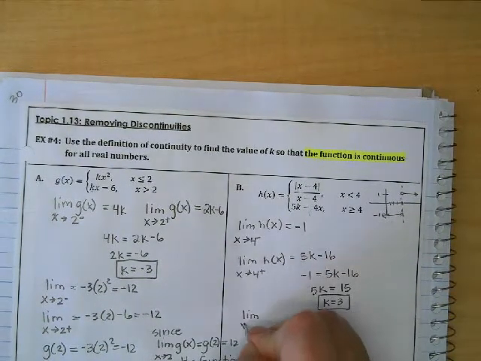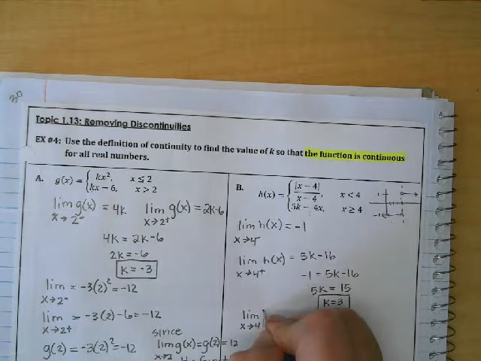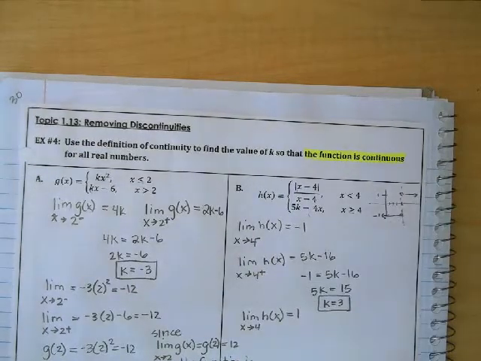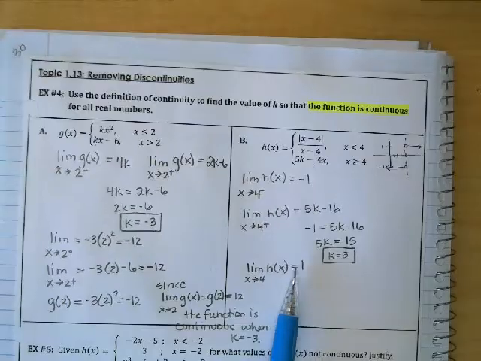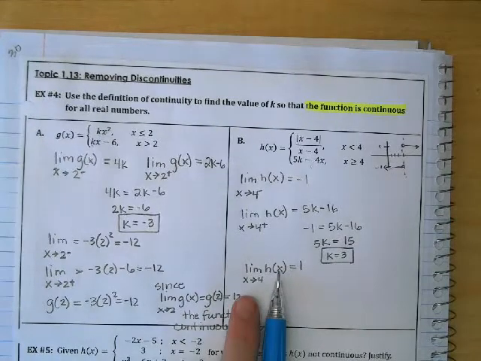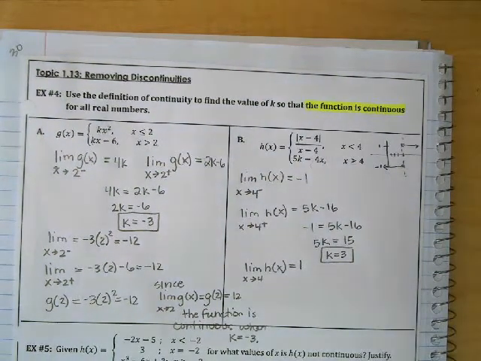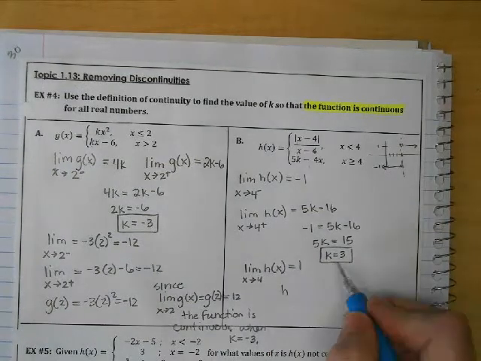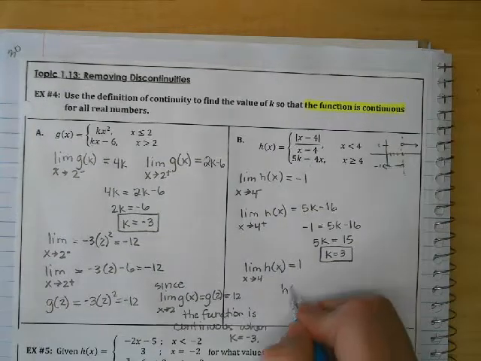Okay, so the limit as x approaches 4 of h of x equals 1. So I'm kind of just showing you different ways, because you already proved it left and right. So you could just say, I know that. And let's see, what is h of 4?